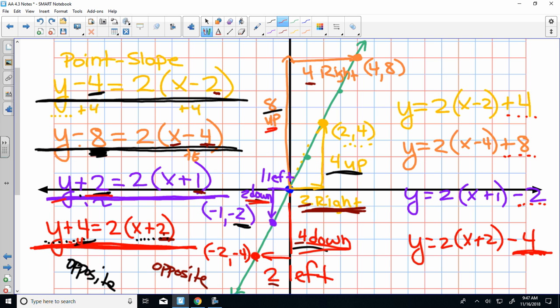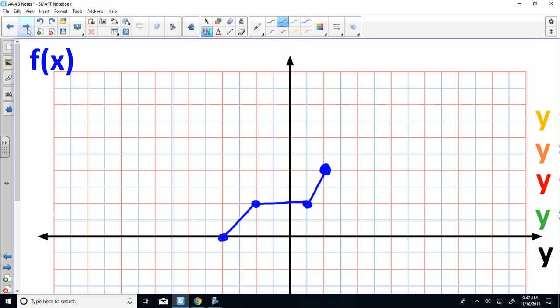Okay? Now, those properties or those concepts also would apply to something like this. Here we have a function, and it has these coordinates.